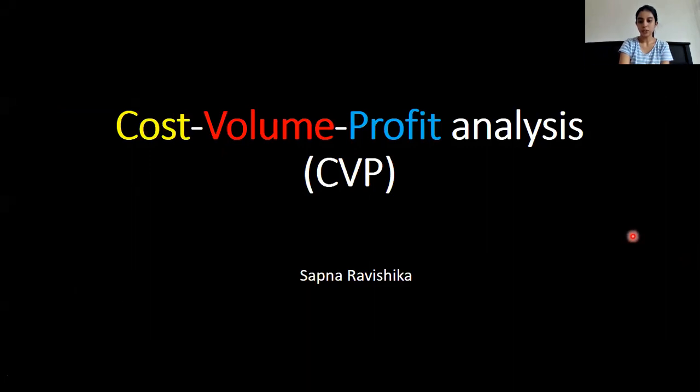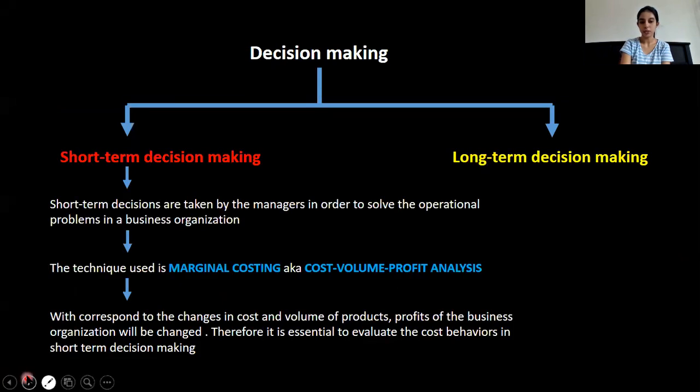So first of all, to start with, let's identify the two time frames in decision making: short-term decision making and long-term decision making. Short-term decisions are taken by the managers in order to solve the operational problems in a business organization. These are day-to-day decisions, or routine decisions. The strategic managers' involvement in these types of decisions is relatively less, whereas the operational level managers' involvement is much higher. So it's basically the operational level manager's responsibility to engage with short-term decision making.